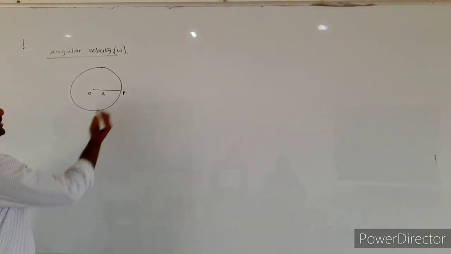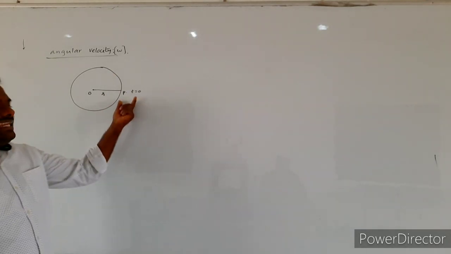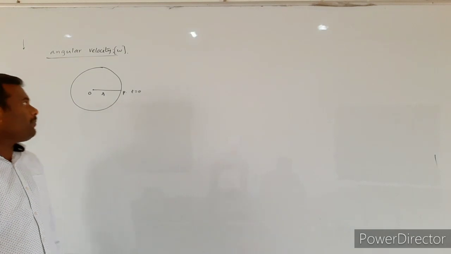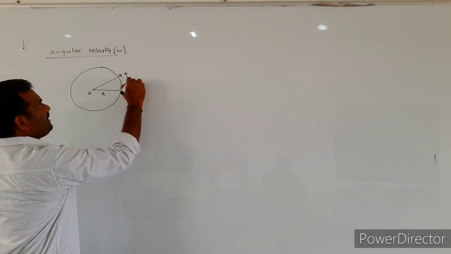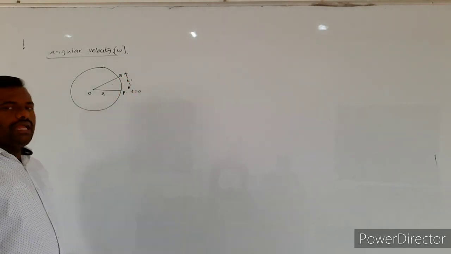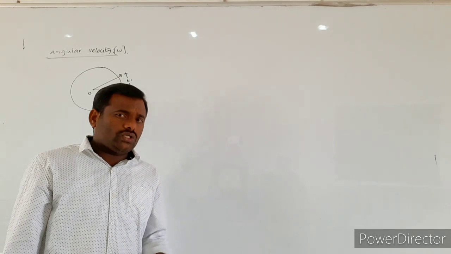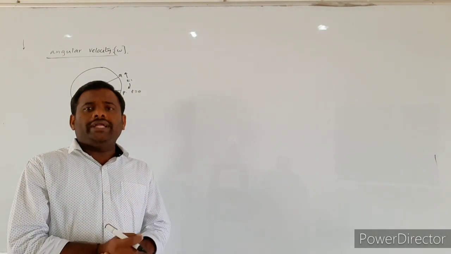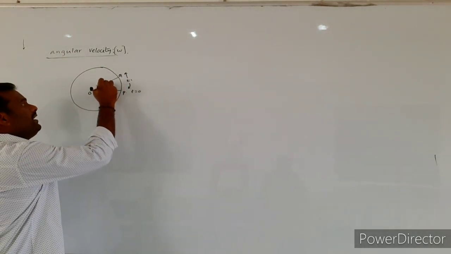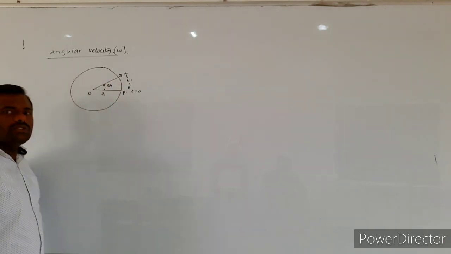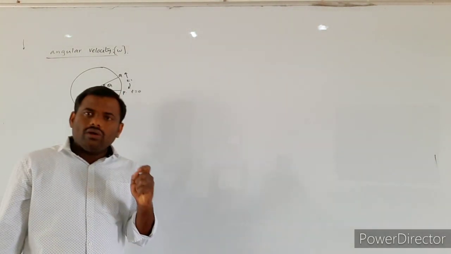While the particle is in motion, let us assume that at t equal to 0, the particle is at the point P. In a time of t1 seconds, the particle will be displaced to the point Q. Whenever the particle is displaced from P to Q, the radius vector rotates through an angle theta 1. That is what we call angular displacement.